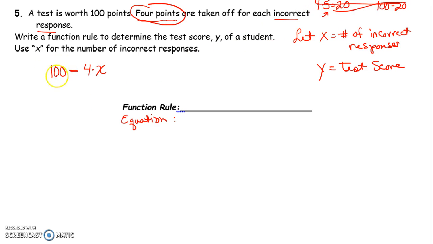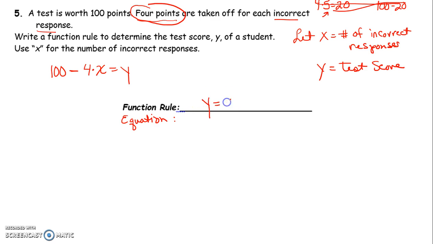So you just take your total of 100, subtract off the amount you have to. 4 times the number of incorrect responses will give you the value you have to deduct. And at the end of the day, that gives you your test score.